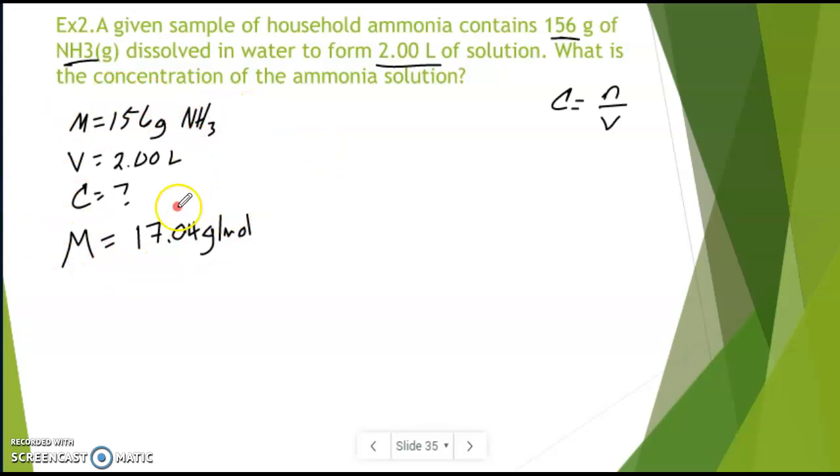Now that we have that, I talked about this at the beginning of the course: this molar mass calculation comes up a lot, and it'll be very easy by the end of this course. So mass over molar mass is the first thing we do. That's our first step: we find the number of moles. So we have 156 grams.